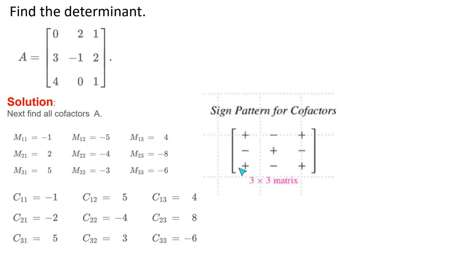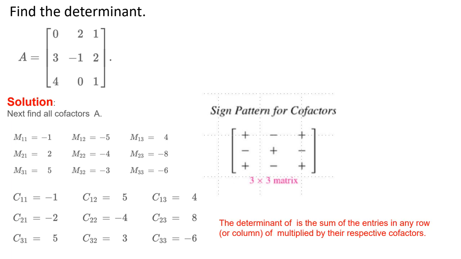And then you keep going. So negative 4 times a positive, negative 4, negative 8 times a negative, positive 8. So once you have your cofactors, which are these right here, then we're ready to get our determinant.